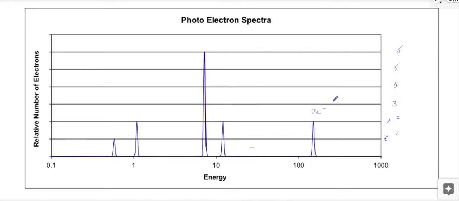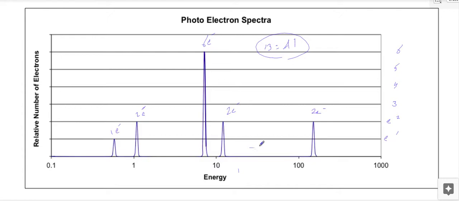So we have 2 electrons here. That is going to be our 1s. We have 2 electrons here. That's going to be our 2s. There's 6 electrons there, 2 electrons there, and 1 electron there. So we end up with 1s2, 2s2, 2p6, 3s2, and 3p1. I have silicon written down, but I think that's aluminum. 10, 13, yeah, 13 is aluminum. My fault there.